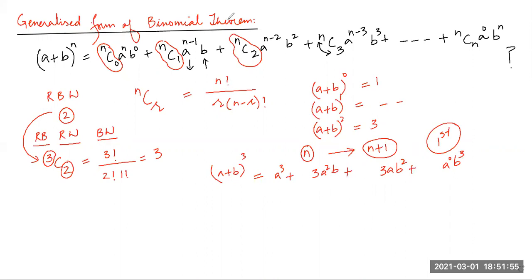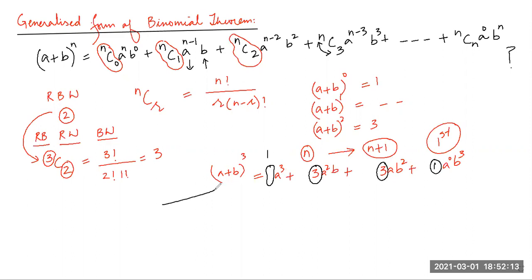Now, one might wonder how we got these constants. Is there any pattern between these constants? The coefficient of a cube is 1. Here the coefficient is 3. Here the coefficient is 3. Here the coefficient is again 1. How does it come?